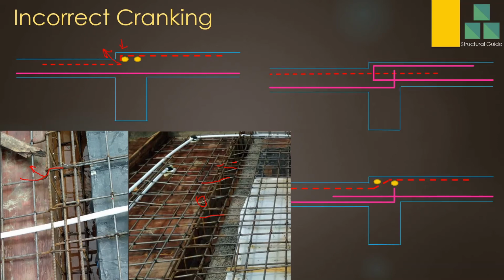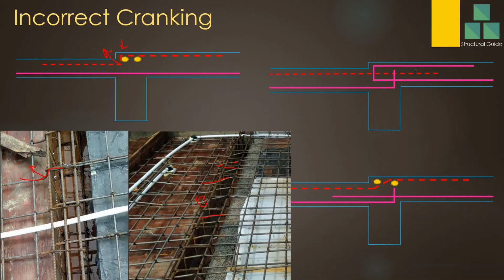What is the correct method of doing it? You can see here there are two methods I have shown. What you can do is, the top reinforcement bar, you can continue like this, then you can provide the U bar here. So this is one of the simplest ways you can do it, because you don't need to bend any reinforcement.